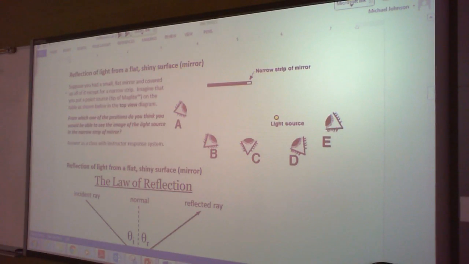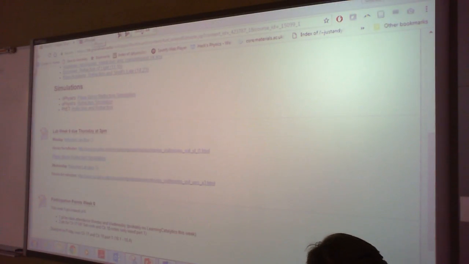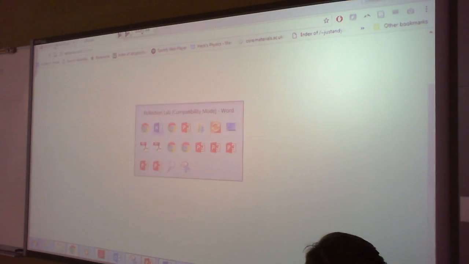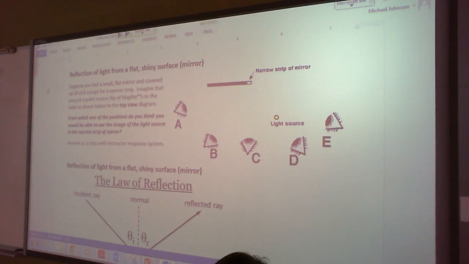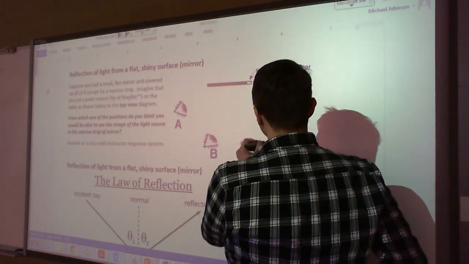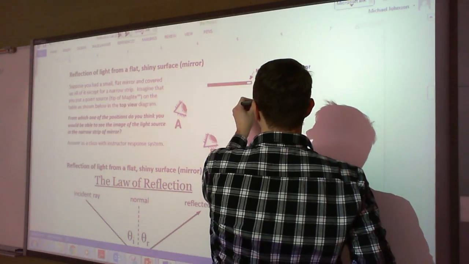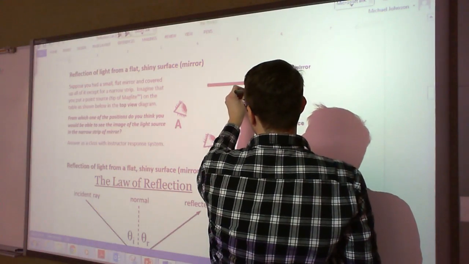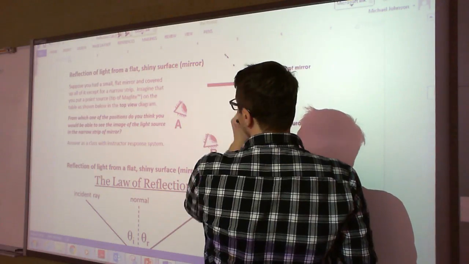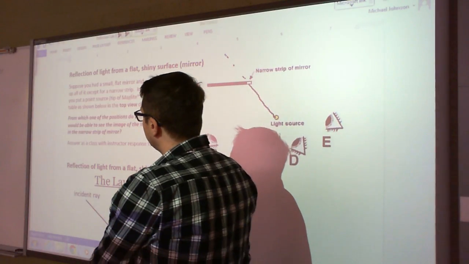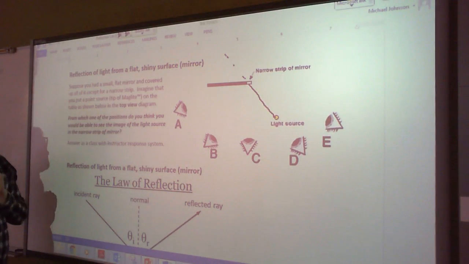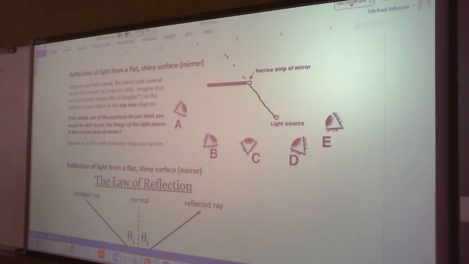All right, so read through this next question. We're imagining that we have a mirror, and this mirror has all but this little strip covered up, and we have a light source. So this light source is going to emit a ray towards the mirror. If it wasn't there, it would extend beyond it, right? It would just keep going. But since the mirror is there, where is it going to be reflected to, and who is going to be able to see the light if they put their eyes there?